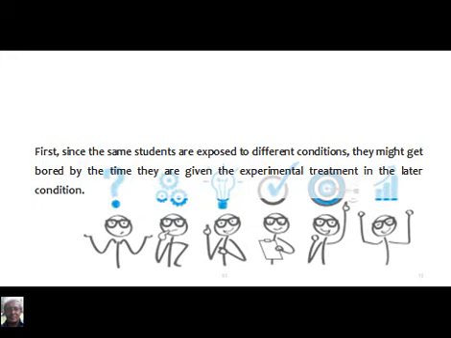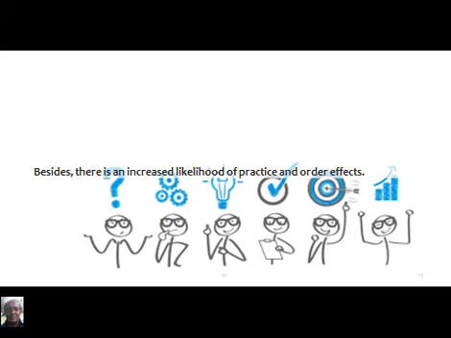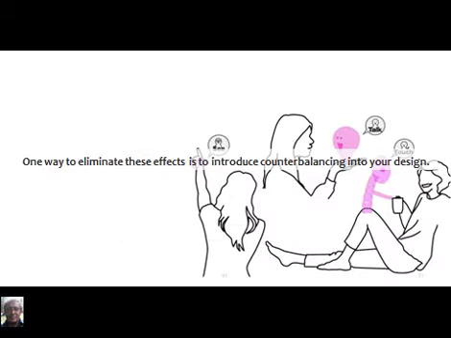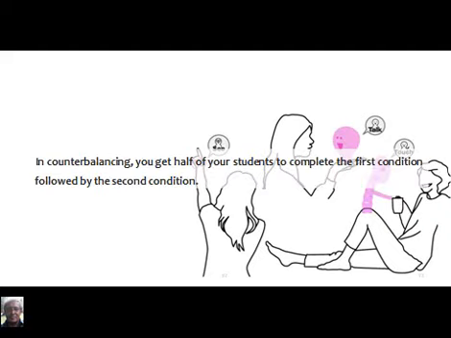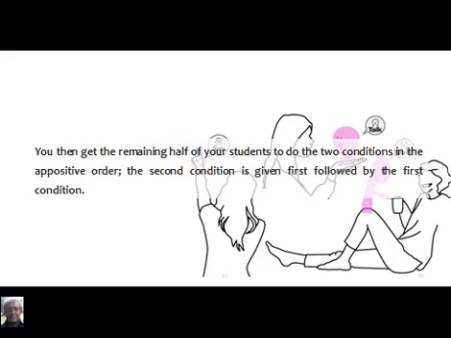First, since the same students are exposed to different conditions, they might get bored by the time they are given the experimental treatment in the later condition. Besides, there is an increased likelihood of practice and order effects. One way to eliminate these effects is to introduce counterbalancing into your design. In counterbalancing, you get half of your students to complete the first condition, followed by the second condition. You then get the remaining half of your students to do the two conditions in the opposite order. The second condition is given first, followed by the first condition.